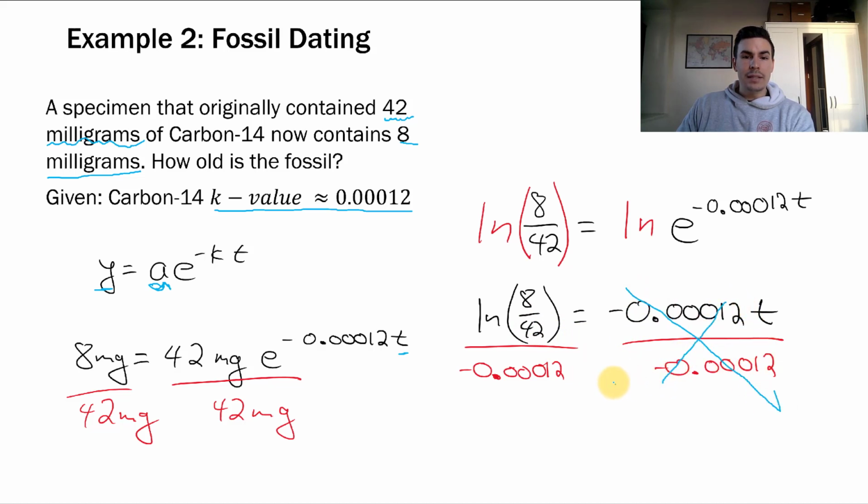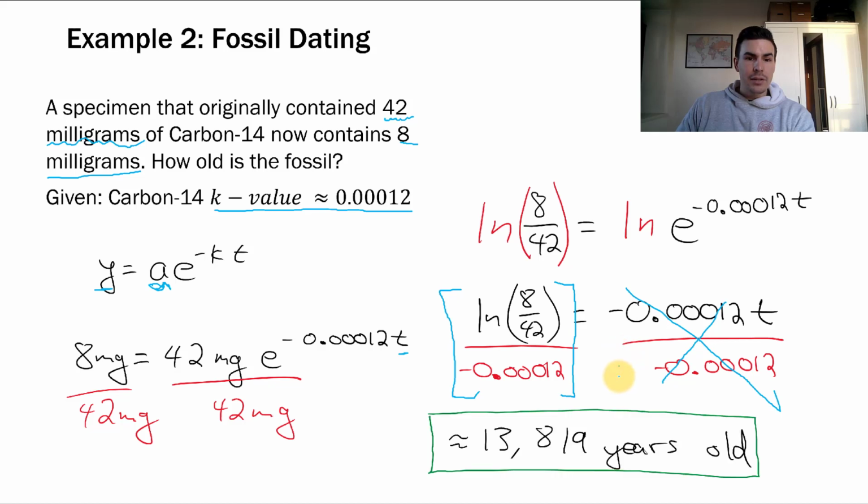Because now my decimals cancel out here on the right-hand side. Now I can plug this entire thing into my calculator, just as you see it right here. When I plug that in and hit enter, we'll find that this is approximately 13,819 years old. So again, if you had plugged in this natural log of 8 over 42, that's going to be something with a bunch of decimals, and that could mess up your final answer.